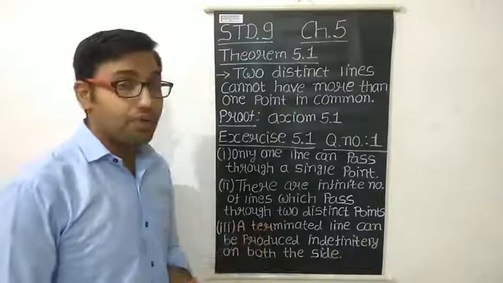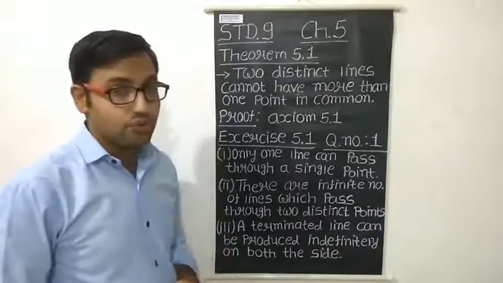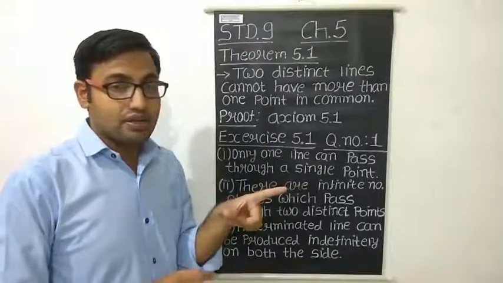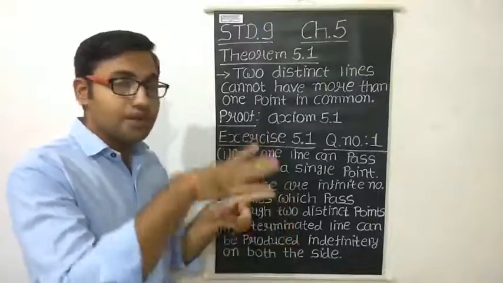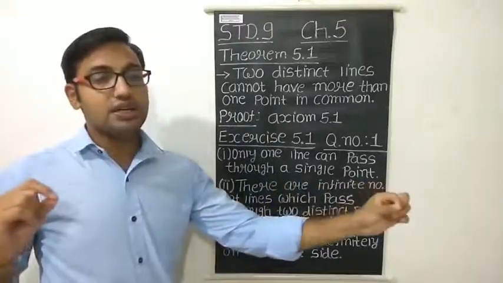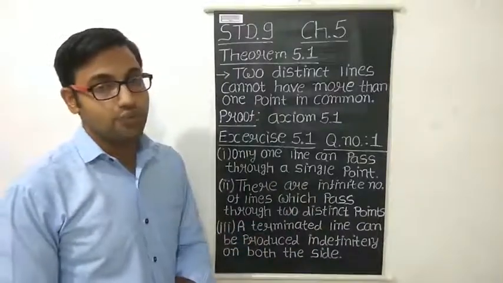Third statement: a terminated line can be produced indefinitely on both sides. This kind of postulate we have already studied, right? So this statement is true. A terminated line means a line segment which we can measure, either 5 centimeter, 7 centimeter, 8 centimeter, 100 centimeter. But we can produce it indefinitely on both sides. So this statement is true.